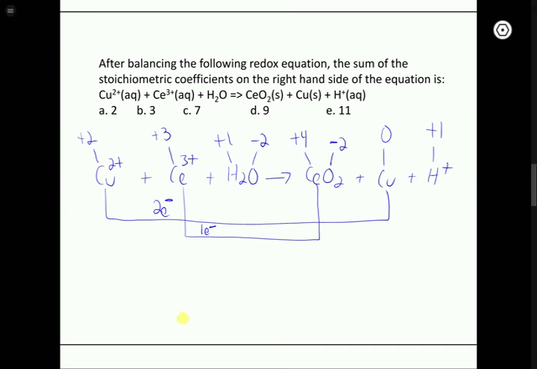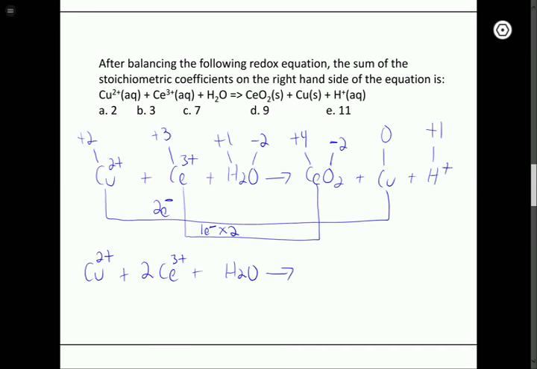So we need to double this. We need to have 2 ceriums being oxidized from +3 to +4 to make it a 2-electron process and balance out the number of electrons from copper. So copper 2+, we keep its coefficient as 1, but cerium 3+, we have to double. And then we haven't balanced water yet.